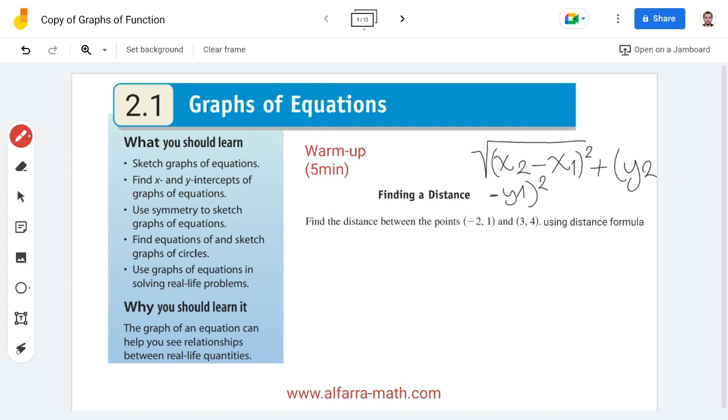Who can read it? Shahid? Check, Shahid. Read it. Yes. Read it. What should you learn?